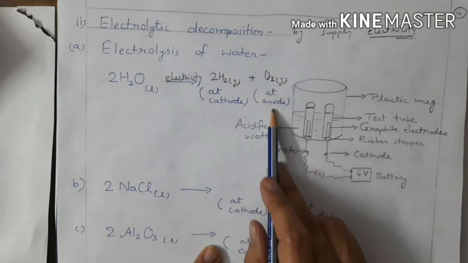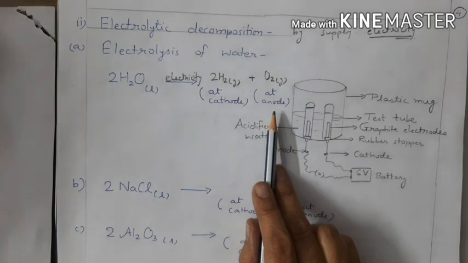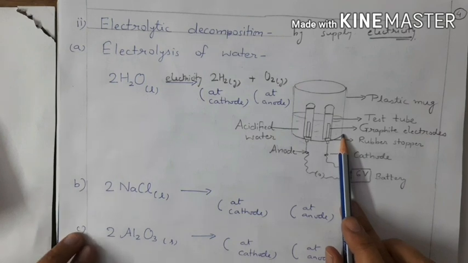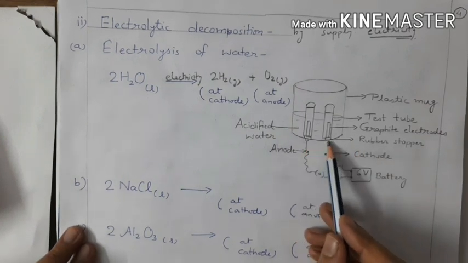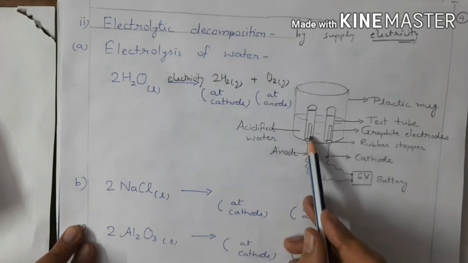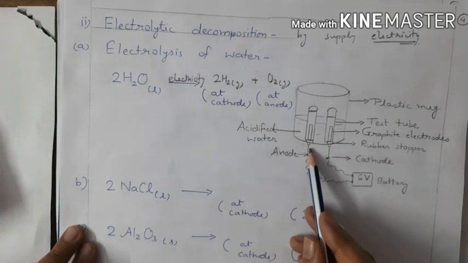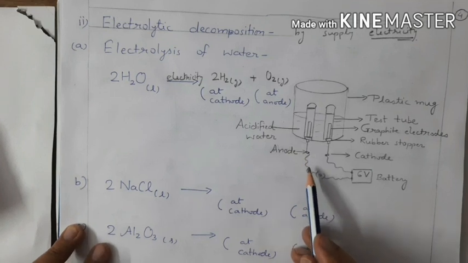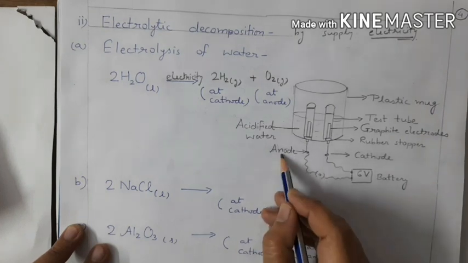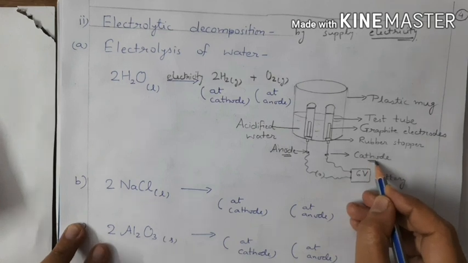Now, what is the arrangement? How do we carry out the process of electrolysis of water? For this, we take a plastic mug. In this plastic mug, we drill two holes at the bottom, attach rubber stoppers through which we insert our electrodes, graphite electrodes. These graphite electrodes are connected through wires to the two terminals of the battery. The electrode which is connected to the positive terminal of the battery is known as the anode. The one which is connected to the negative terminal is known as the cathode.